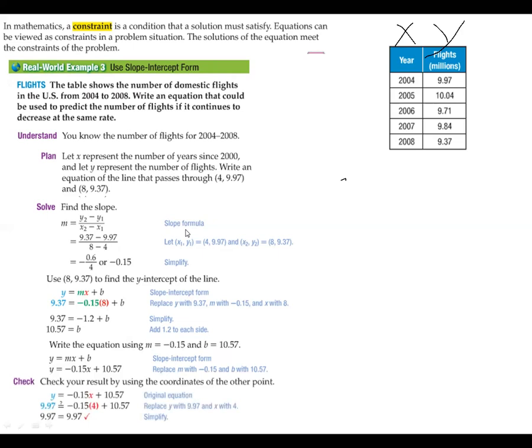So we can check our result by using the coordinates of the other point. So I can plug in the other point that I used to find the slope in the equation, and it should work out. Okay, you have to use one of the 2 points that you use to get the slope to do your check. Don't use the other points from the table.